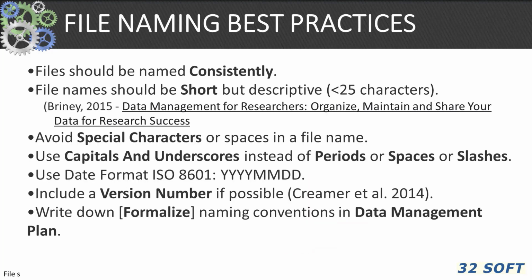There are some best practices for file naming that we should pay heed to. Just as I mentioned, files should be named consistently. Hell is to pay if this is not done correctly. File names should be short, 25 to 31 characters. Avoid special characters. Use capitals and underscores instead of periods and spaces. Use date formats as appropriate. Include version numbers if possible, and remember to write down your naming conventions in your data management plan.